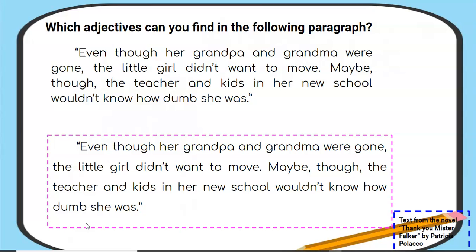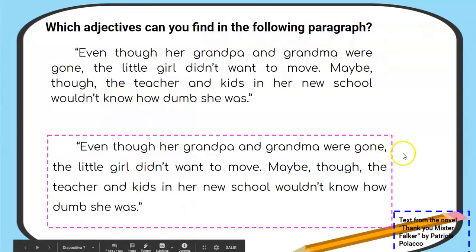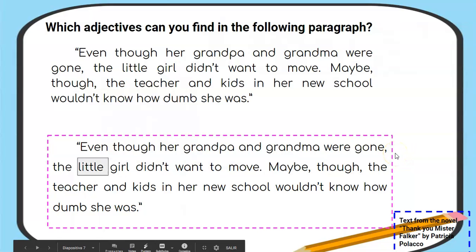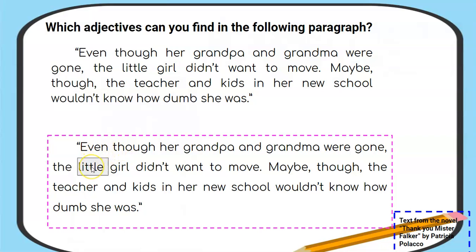Let's see. In the first sentence, is there any adjective? No. In the second sentence, we have little. How is the girl? That is a noun. She's little. Maybe, though, the teacher and kids in her new school wouldn't know how dumb she was. New. How was the school? New. And dumb. It's not a very good description, but it's an adjective also.